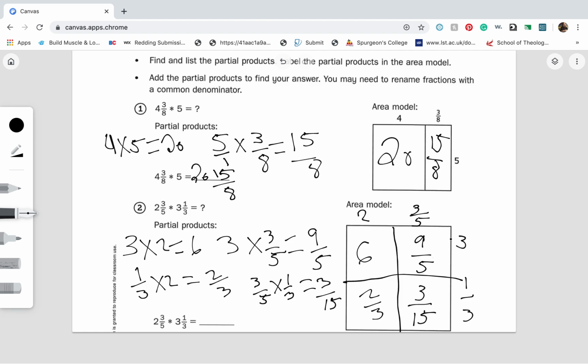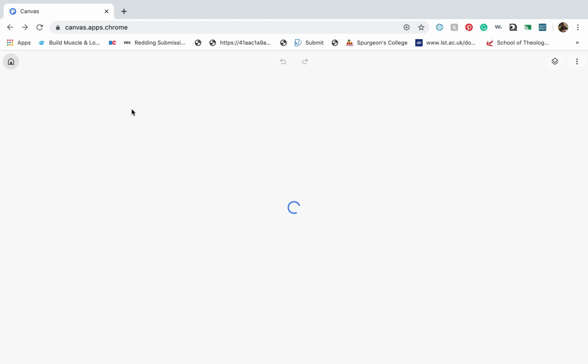Now, this is where I think I'm going to go over and do it on a separate sheet here. So we're going to have 2/3, 3/15, and 9/5. So I'm going to switch over to a blank screen, okay? And I'm going to write these numbers out. I'm going to have to add all these together, and I'm going to have to find a common denominator. So let's make a new drawing.